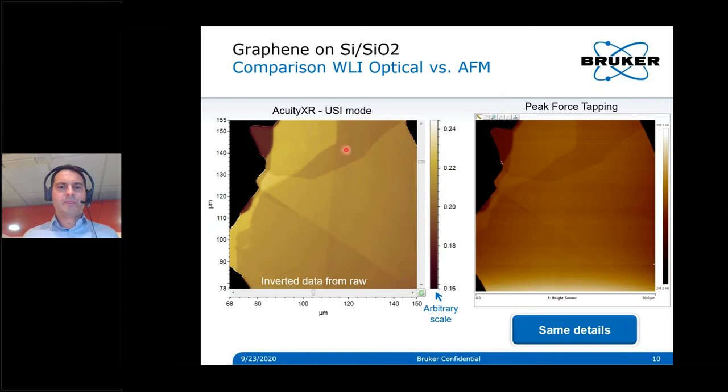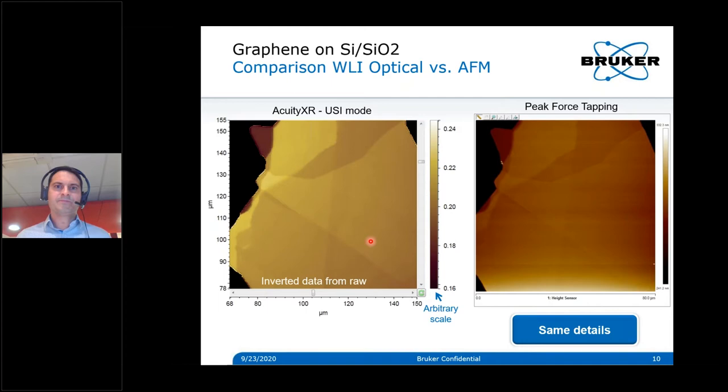And to be able to correlate the details, we measured the exact location with a Dimension Icon AFM with the PeakForce Tapping mode in order to get the true topography in that case. And what you see is exactly what we were anticipating already: we see the nice terraces, borders and steps. We have the different layers nicely emphasized in our two optical images, so we obtain exactly the same details. The point here is that usually it takes a few minutes to get there, while here you get the result in tens of seconds or less than a minute.